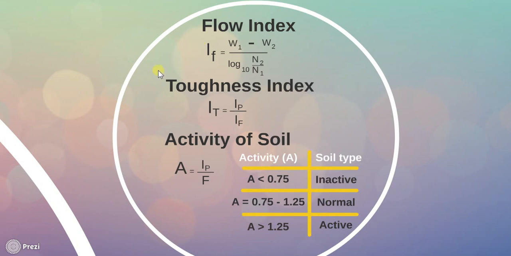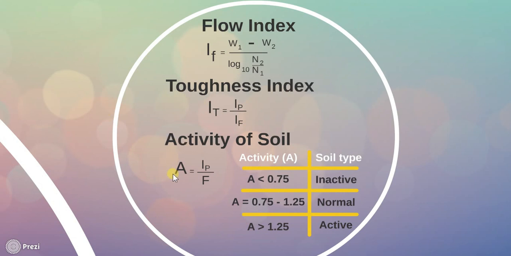Next is toughness index. The toughness index is defined as the ratio of plasticity index to the flow index. Toughness index of a soil is a measure of the shearing strength of the soil at the plastic limit. The toughness index of most soils lies between 0 to 3. A value of toughness index less than unity, or less than 1, indicates that the soil is friable at the plastic limit.